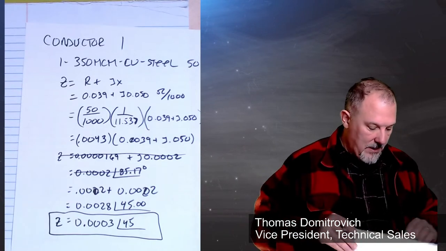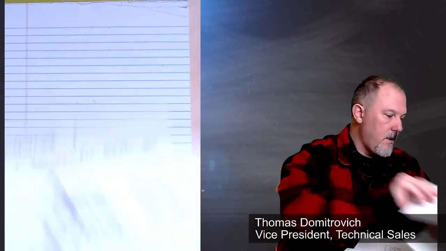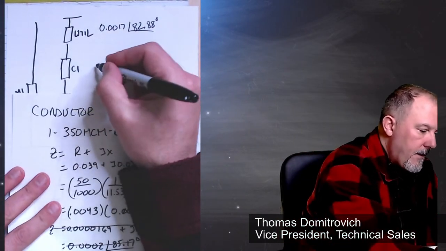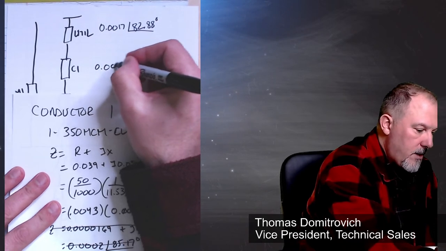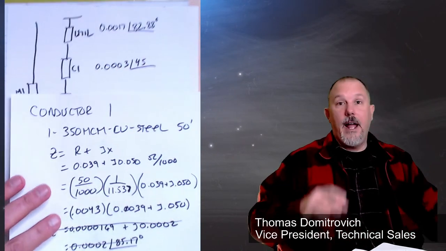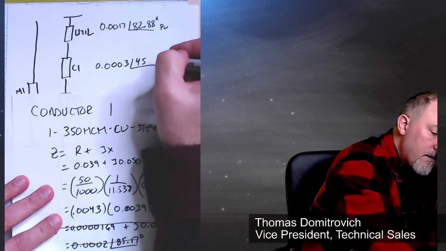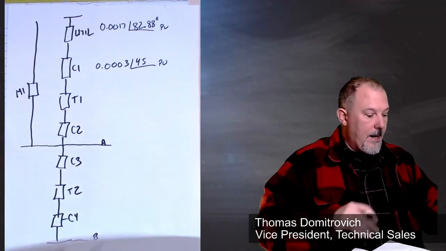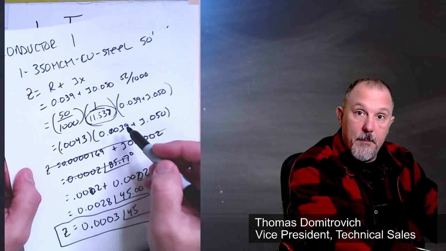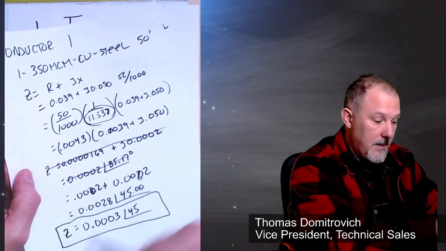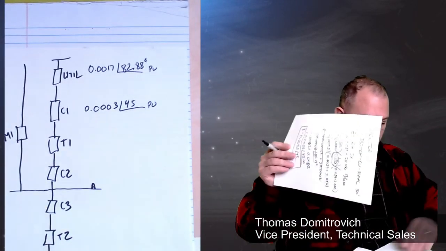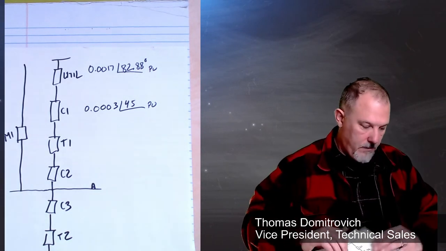So I go back to my impedance diagram. Okay, conductor one is 0.0003 at an angle of 45. And that's in per unit. All of these are in per unit. And how did I get this to per unit? Dividing the impedance by the base value, actual over base, puts it into per unit. So that's conductor one. I'm going to keep this in case we screwed up.